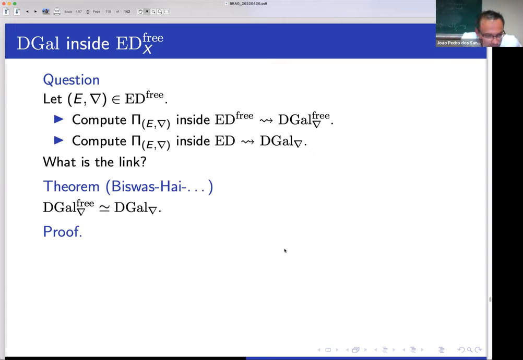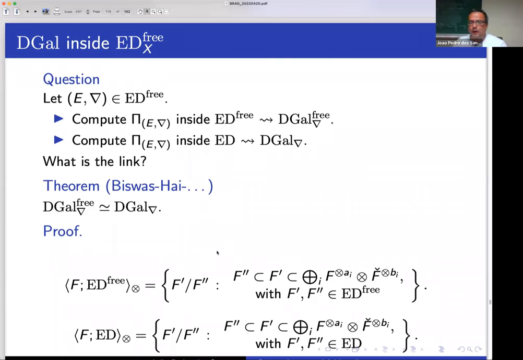And this is the theorem that we prove: that they are isomorphic. And the proof is not so difficult. Morally, what you have to do is show the following. Remember, how do you compute Galois groups, how do you compute Galois Tannaka groups? These are the groups associated to some category. The first category here is the category of subquotients of vector bundles F double prime, such that they are all free. They are all trivial vector bundles.